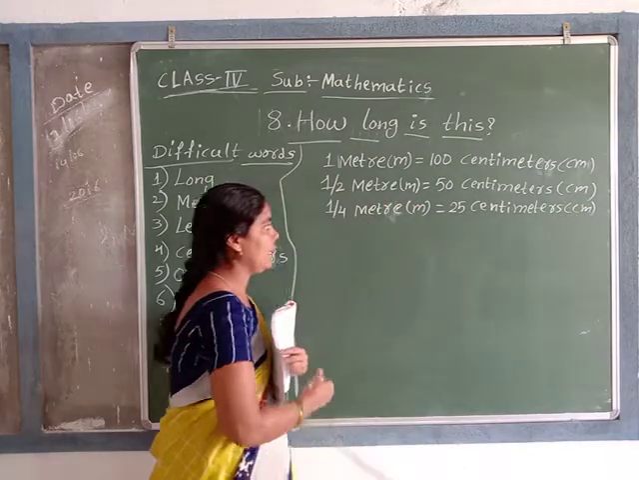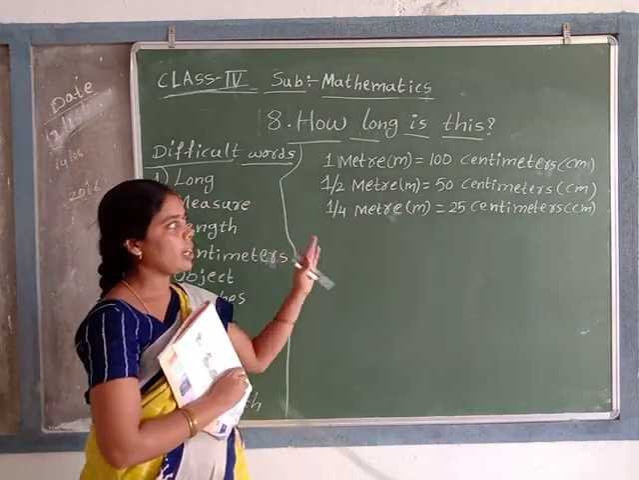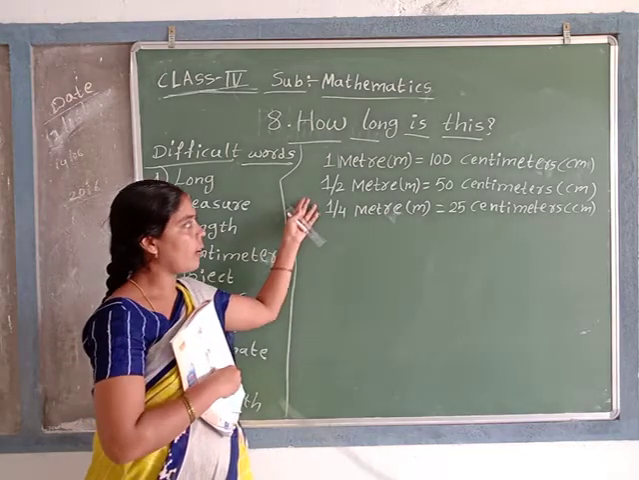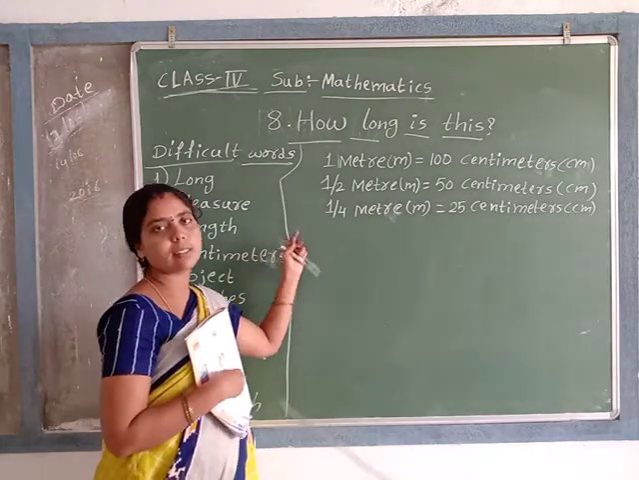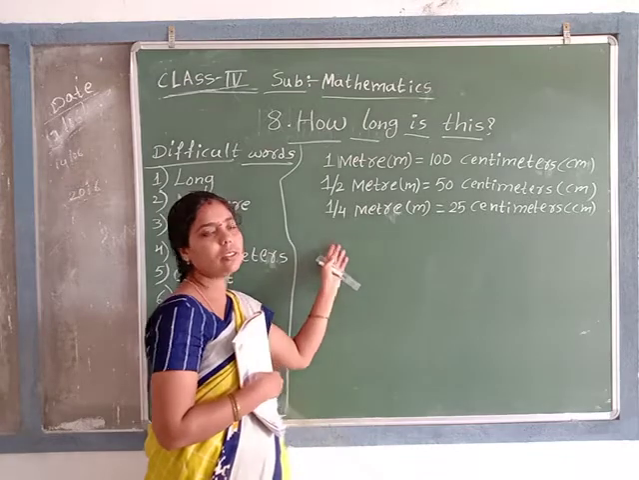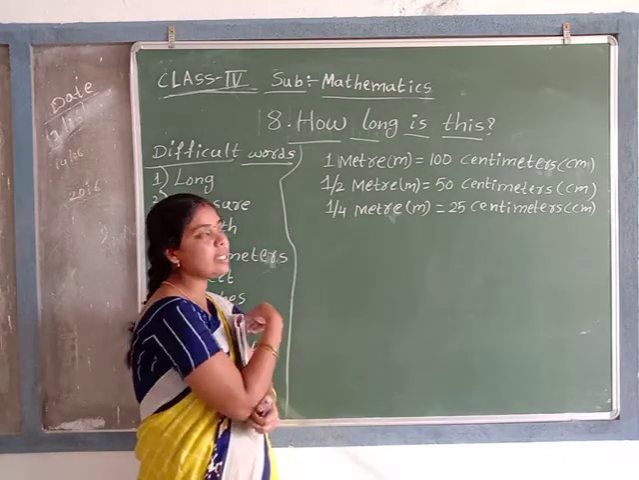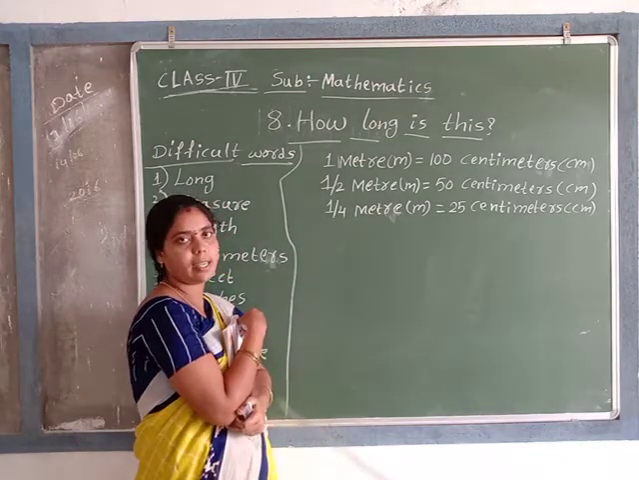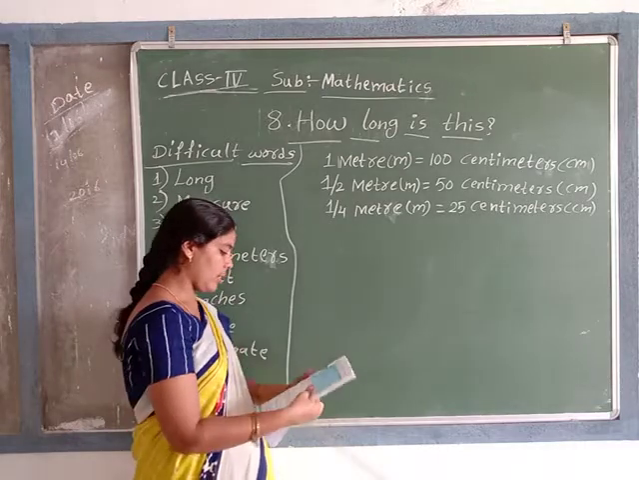Right now, okay? 1 meter equals 100 centimeters. Half meter equals 50 centimeters. 1 by 4 meter equals 25 centimeters. Understand, children? Right now, next.